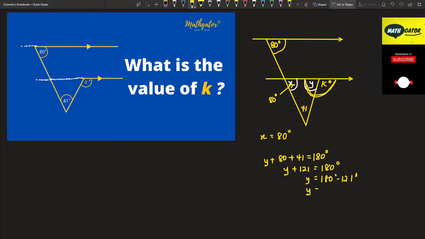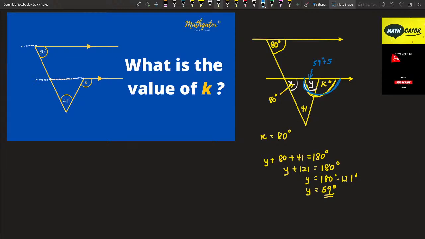Awesome. So y now becomes what? 59 degrees. So once we've established that y is 59 degrees, then we can go ahead to find k. We've established that y now is 59 degrees.